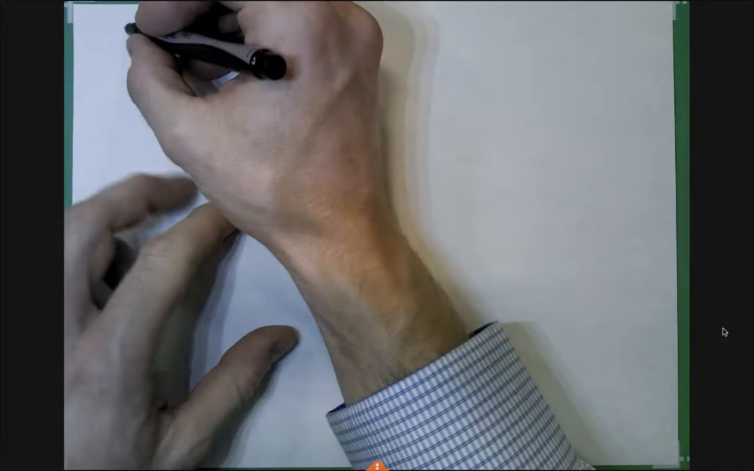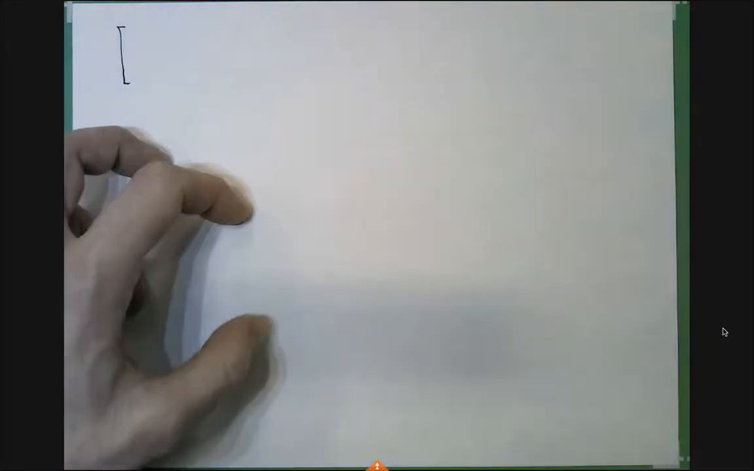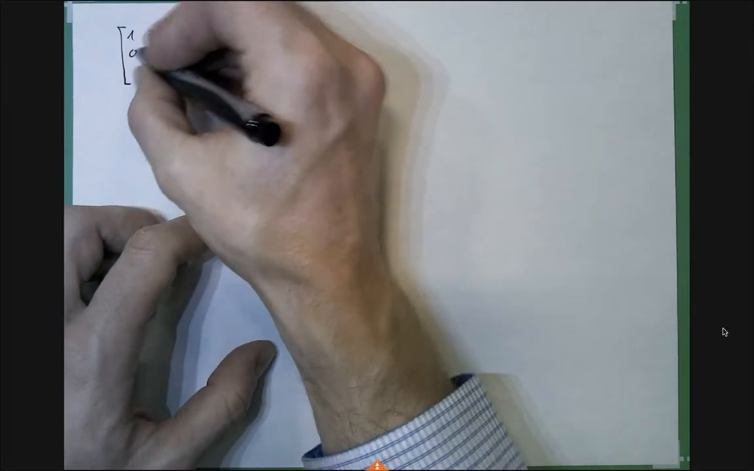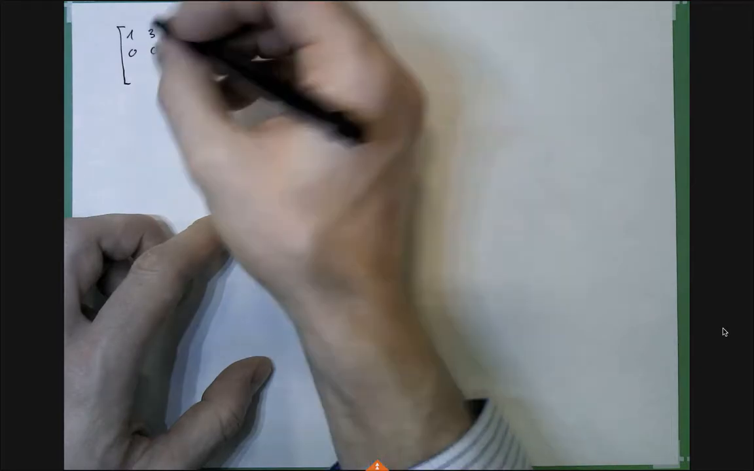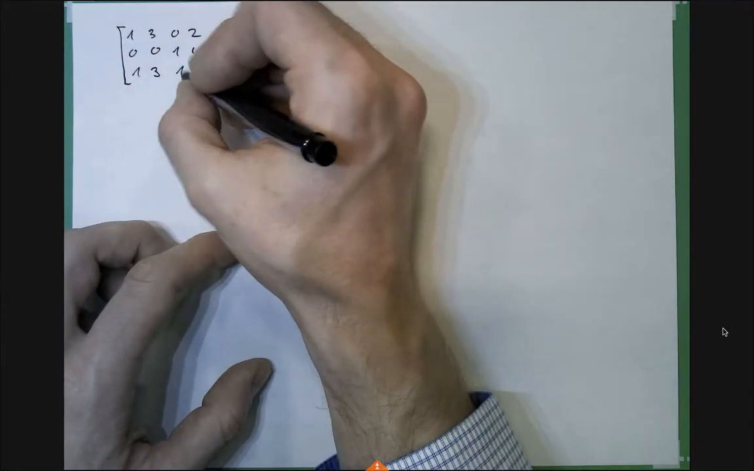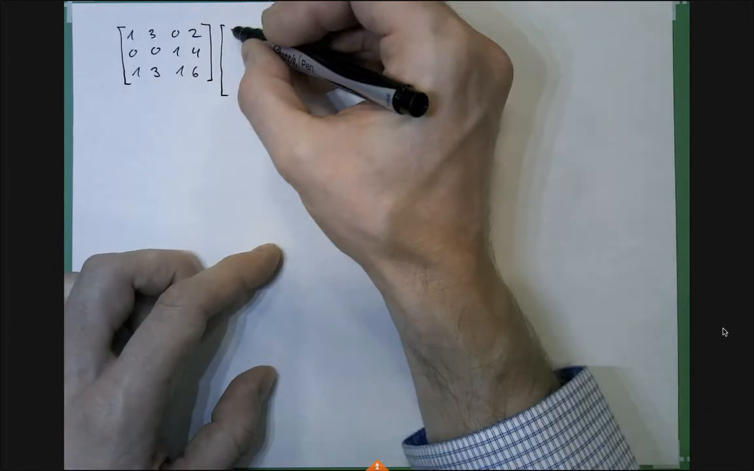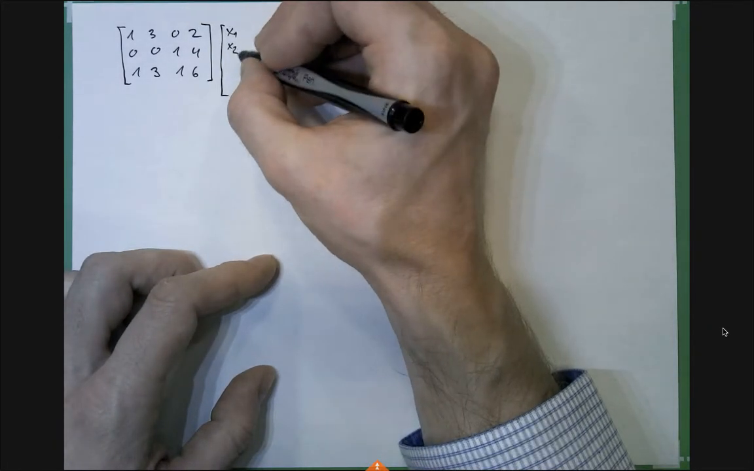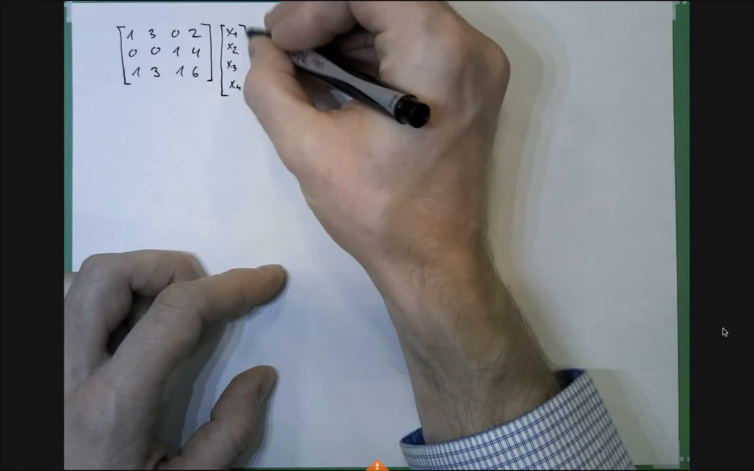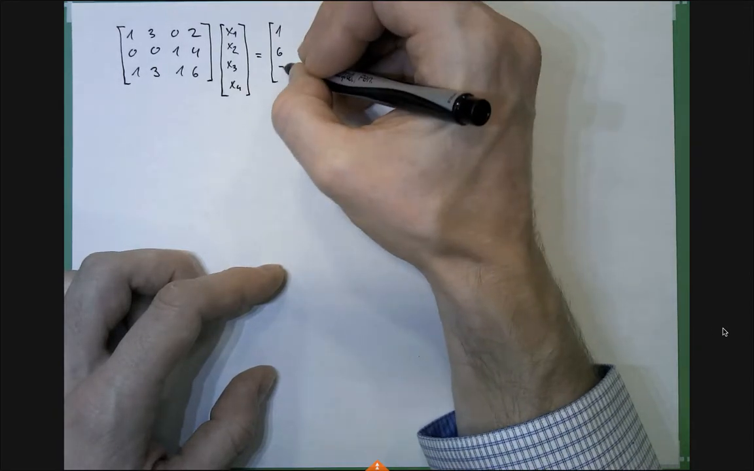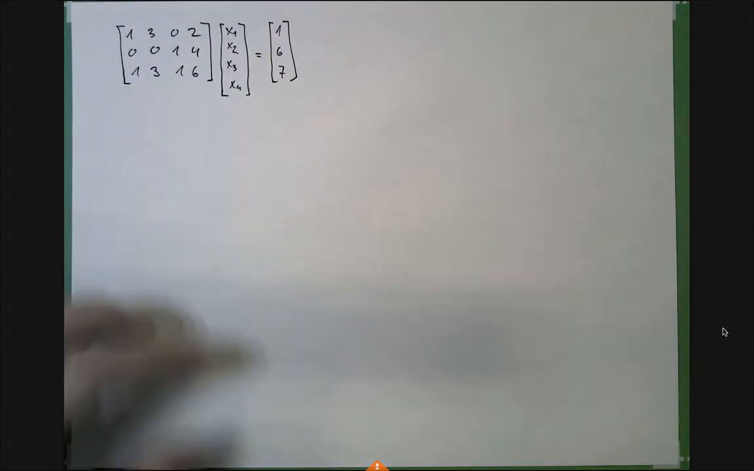So let's solve a system with non-zero right-hand side. Solve a system of linear equations, which looks like this: 1, 3, 0, 2, 0, 0, 1, 4, 1, 3, 1, 6. That's again a 3 by 4 system. It's about the right size to explain this. x1, x2, x3, x4 equals, and put this 1, 6, and 7. So that's a non-trivial right-hand side, right?